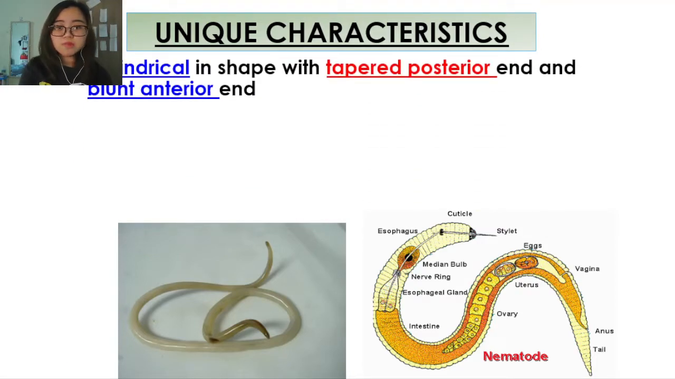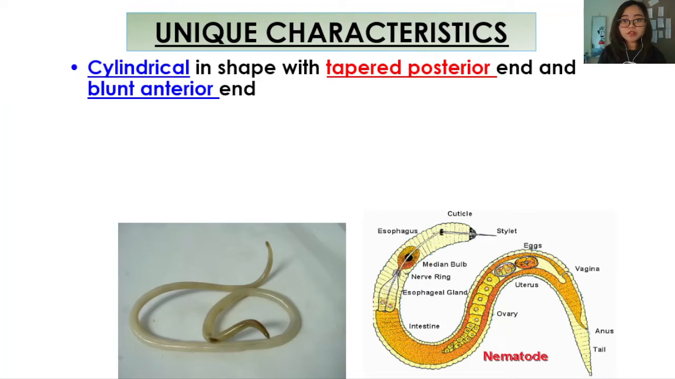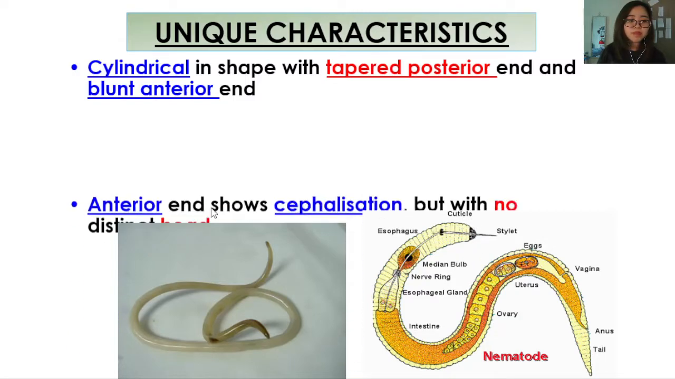The first is that nematodes are cylindrical in shape with tapered posterior end and blunt anterior end. Just a reminder to those who forgot, tapered means it's round and then it gets pointy at the end. So kalau kamu tengok dia punya ekor di sini, ekor dia macam biasa saja, tapi bila sampai di hujung dia macam menirus. Okay? So that is tapered posterior end. Posterior means bahagian belakang. And a blunt anterior end. So bahagian yang kepala ataupun bahagian di hadapan akan lebih tumpul, blunt. So dia bulat sedikit macam ni.